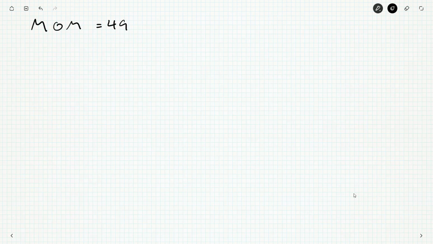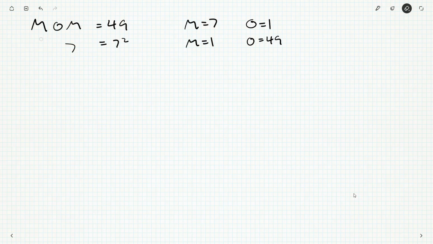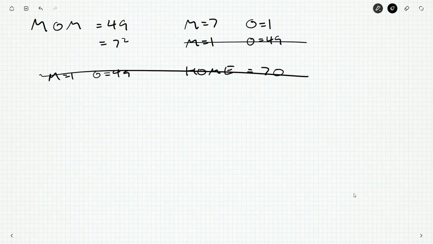Mom is 49. We either have M is 7 and O is 1, or we could have M is 1 and O is 49, but that's the only way to do it. Because 49 is 7 squared, so the factors of 7 have to go somewhere. They can't go into one M and not into another M. So the 7s either split into the M's or M's have no 7s at all. But suppose that I had M equals 1 and O is 49, then home should have a factor of 49, but 70 doesn't. So that's impossible, because 49 doesn't divide 70. So M has to be 7 and O has to be 1.